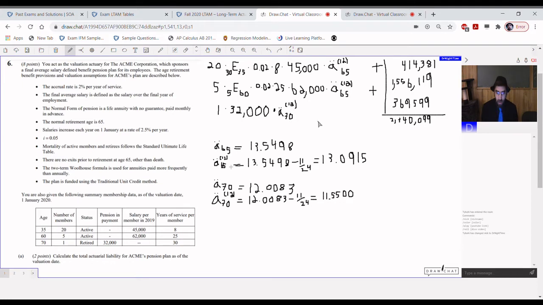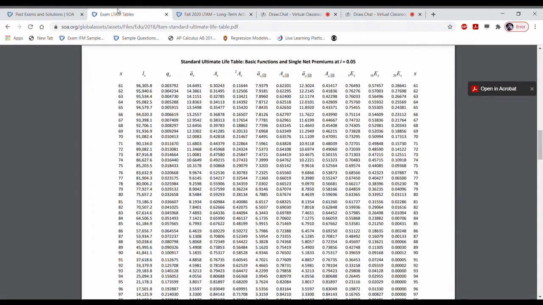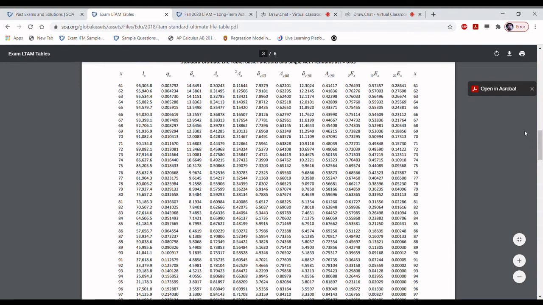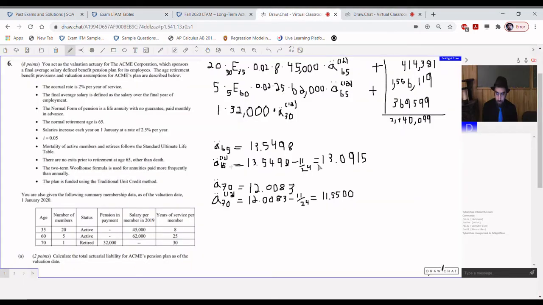All right. You look up A double dot 65 and A double dot 70, you get 13.5498 and 12.0083 from the tables, here and right there. You subtract off the 11 over 24 from Woolhouse's formula. I'll save you the trouble of needing to look at that graph diagram again. I will be uploading the video with the full explanation of that, but stay tuned for that one.